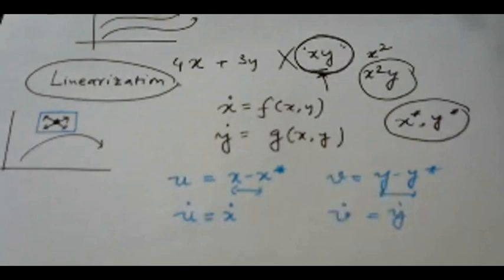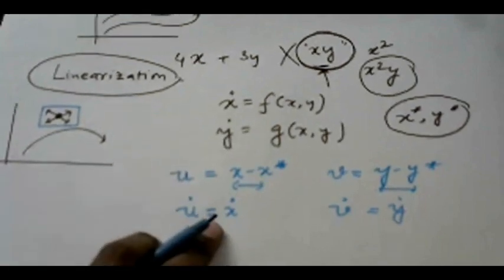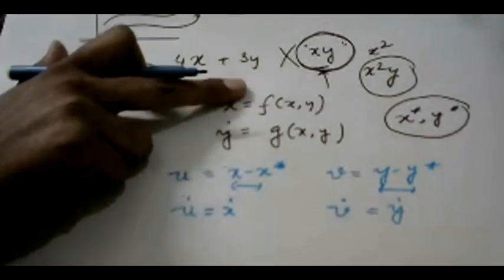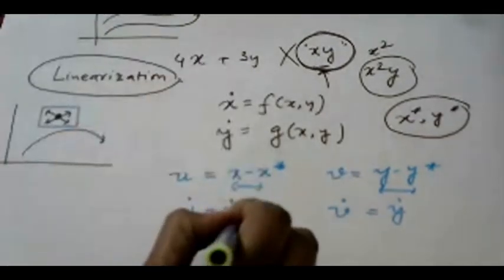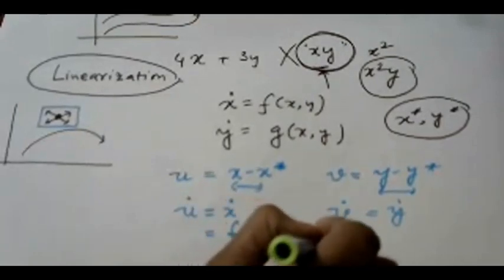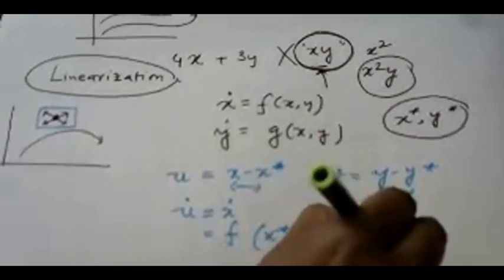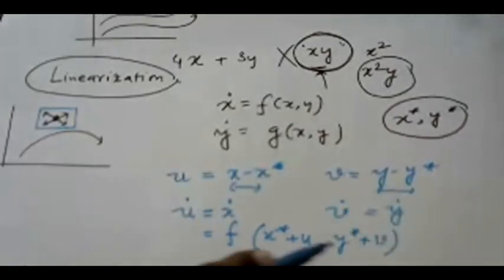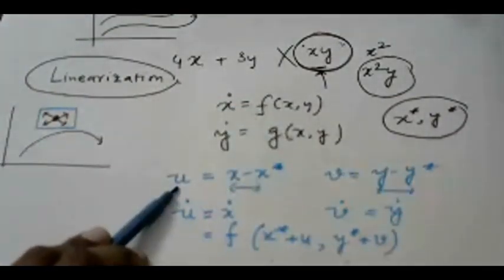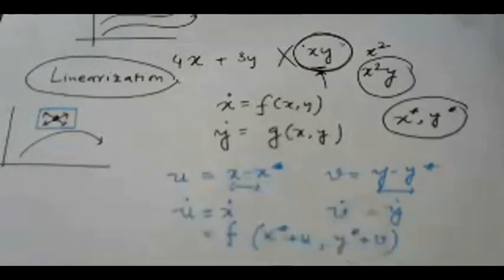So u dot is equal to x dot, right? Now same thing, substitution and then Taylor series expansion. So u dot is equal to x dot, but x dot is equal to f(x, y), which is basically f of (x star plus u, y star plus v), right? x is given by u plus x star, and v plus y star is y. Okay, so let us proceed then.